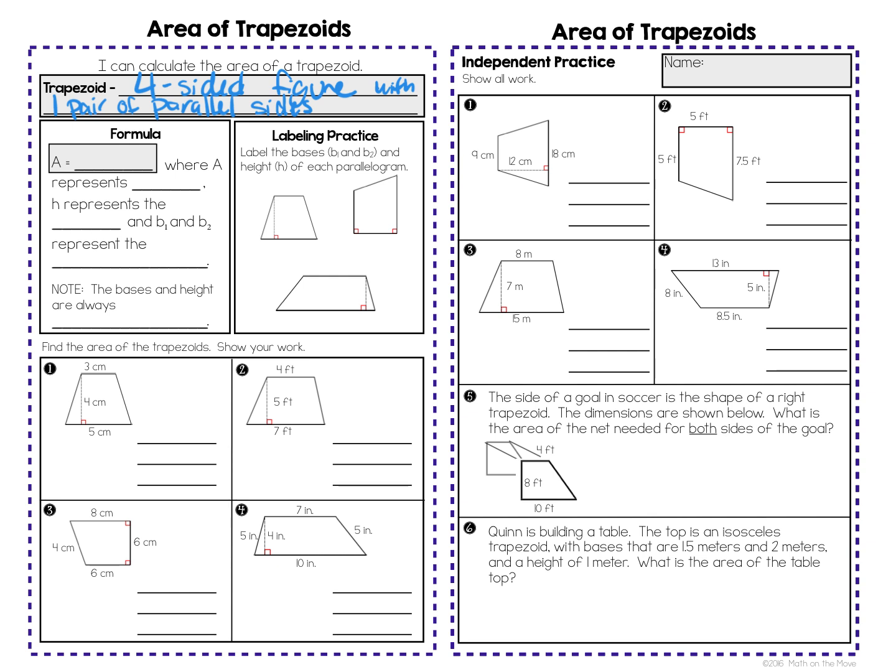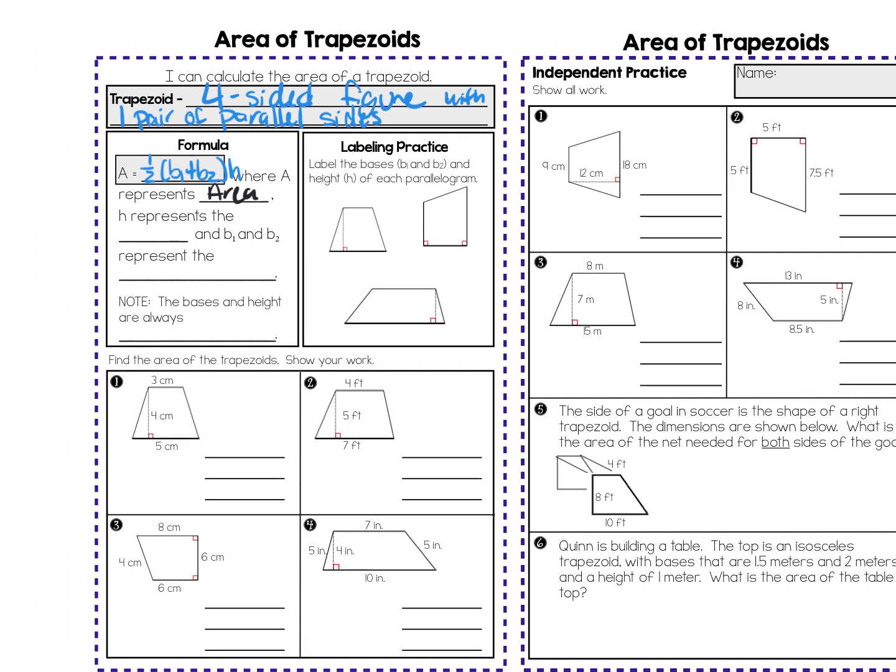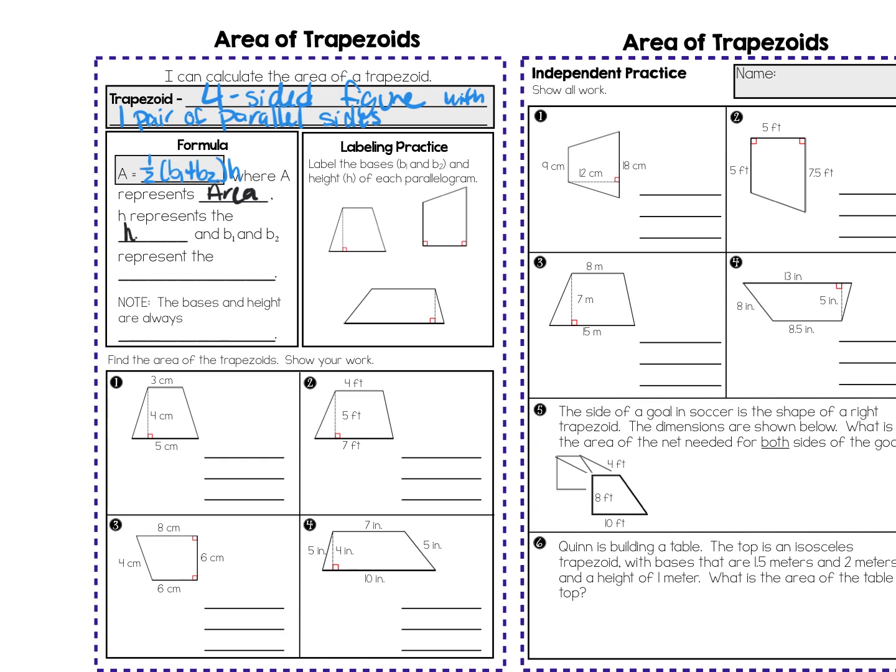So our formula is A equals 1/2 (B1 plus B2) H, where A represents the area, H represents the height, and B1 and B2 represent the two bases. Remember that the bases and heights are, again, always perpendicular, making that perfect right angle.